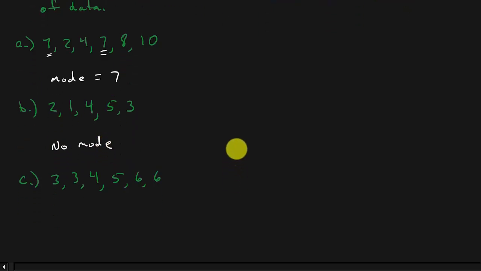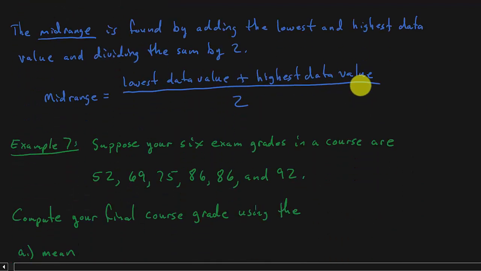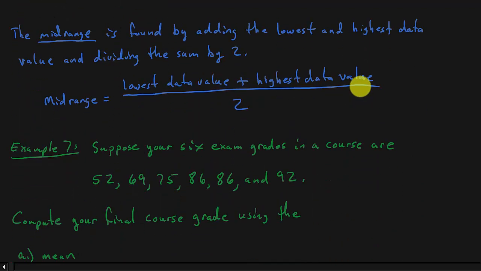And then what about this last one? Well, the 3 appears twice, and also the 6 appears twice. So the modes are 3 and 6. And that's all it is for the mode. Okay. All right, the mid-range. The mid-range is found by adding the lowest and highest data value and dividing the sum by 2. So you just take the largest data value, you take the smallest data value, you add them up, you divide by 2, and that is called the mid-range.